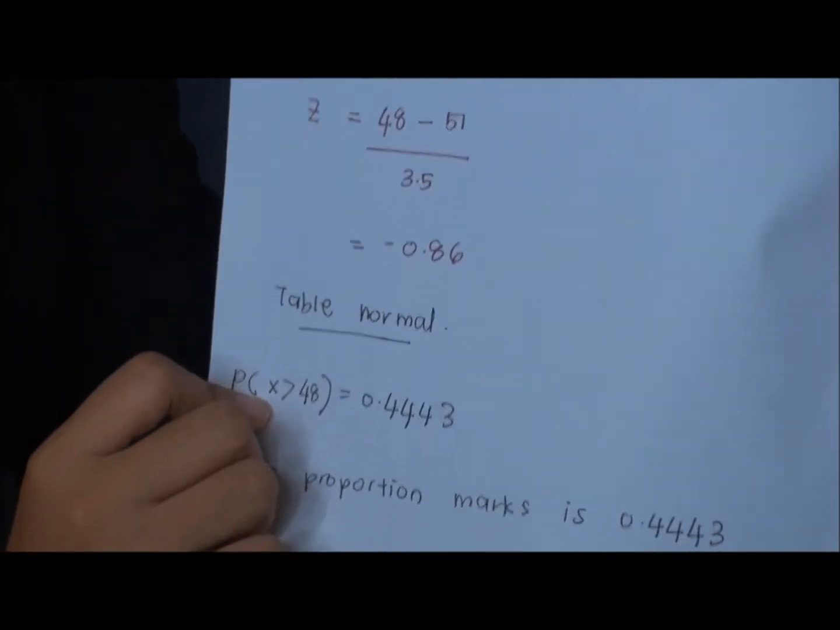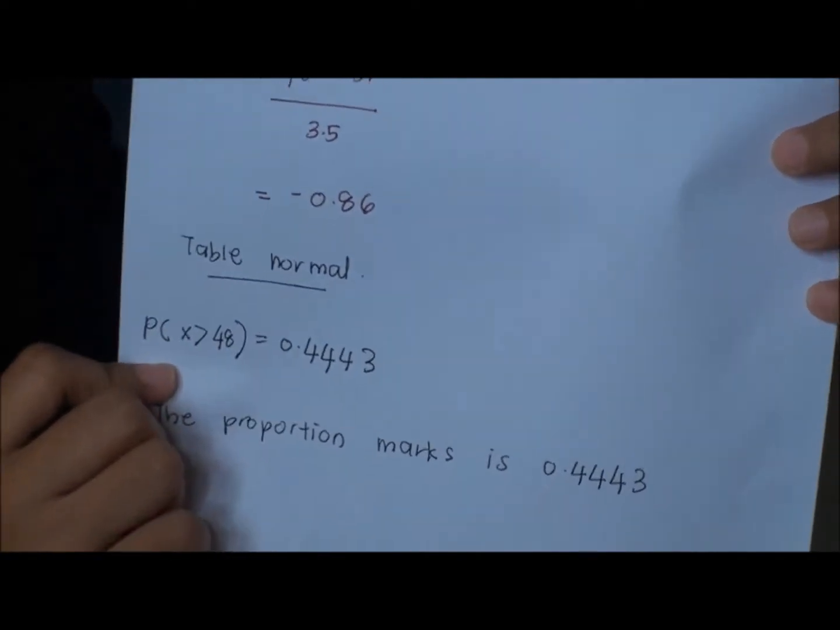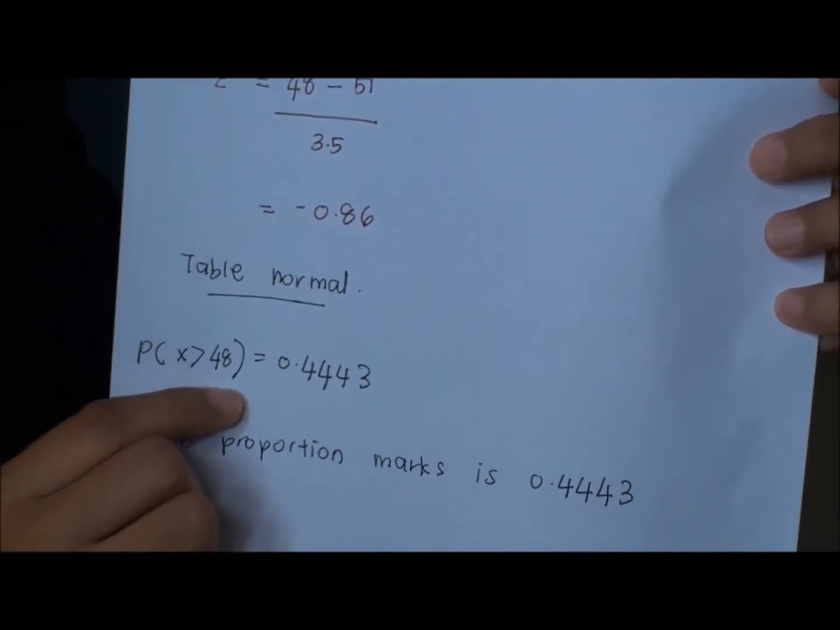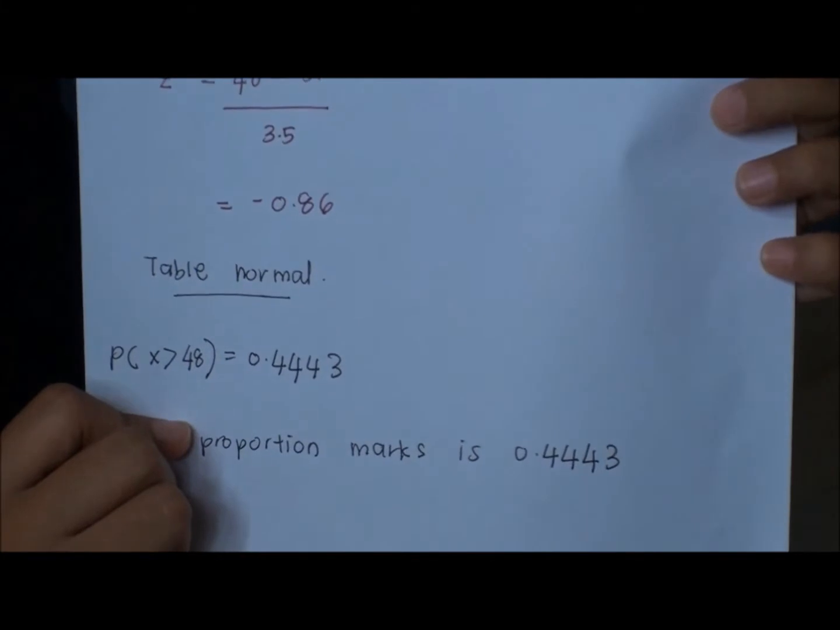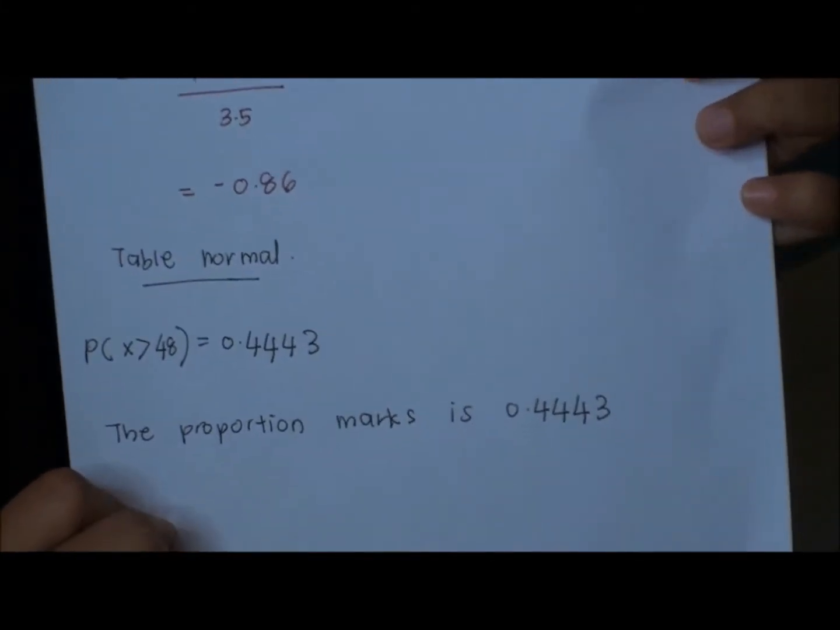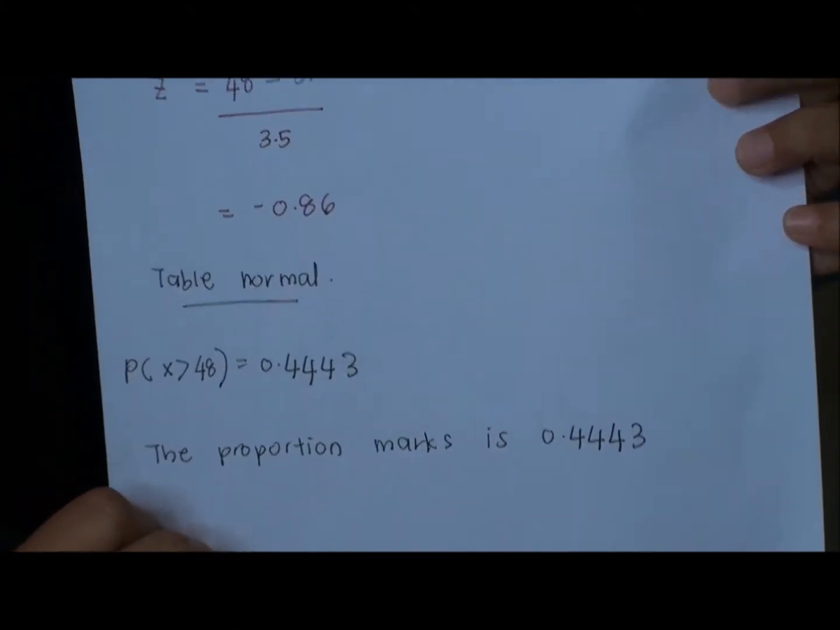So we will check the normal distribution table. The probability of x more than 48 equals 0.4443. The proportion of marks is 0.4443.